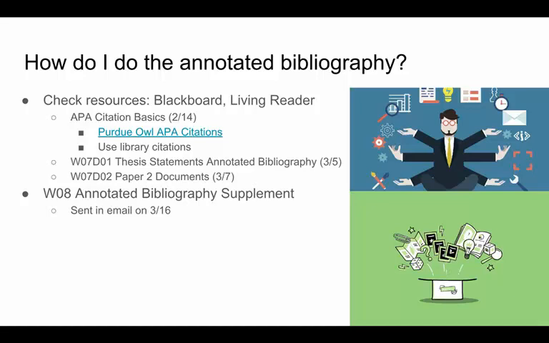The last thing I want to point out is the annotated bibliography supplement. That's a document that I sent out in email on March 16th. You can also find this in the Living Reader, and it's also posted on Blackboard. So let's first track these documents down and refresh your memory so you can remember what they look like, because all the information's out there and it's just a matter of seeing how I put this all into place so that I'm doing this assignment correctly.